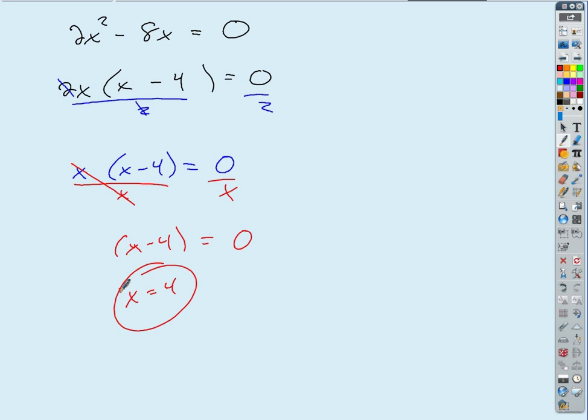I lost a solution. When I divided by x, I lost a solution. What should have happened right here is I should have applied the 0 product property instead and said each of these factors equal to 0, right? And I would have gotten two solutions. I would have gotten x equals 0, which is just a number, or x equals 4. So you see the problem. If you divide both sides of an equation by a variable, you lose a solution, and that's bad, right?